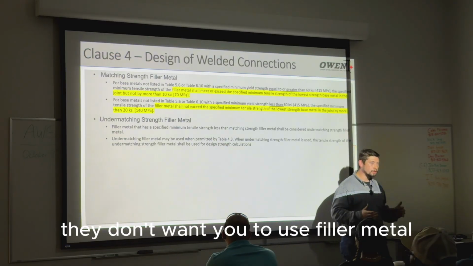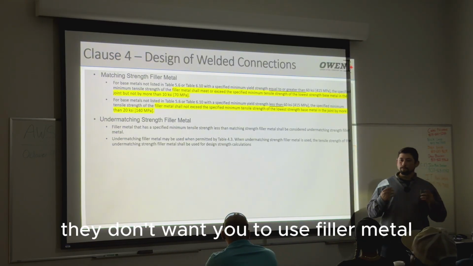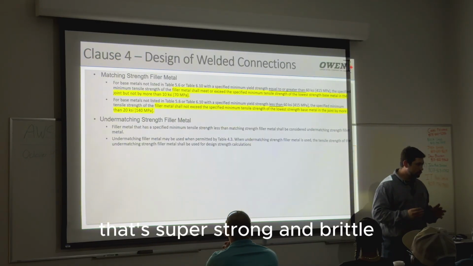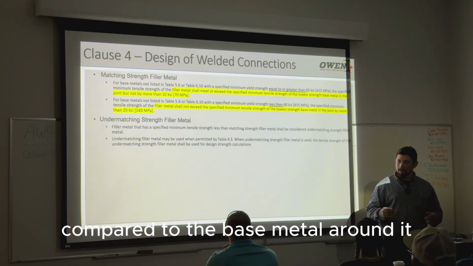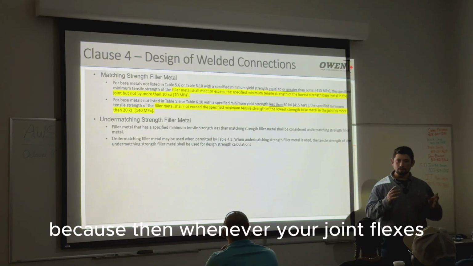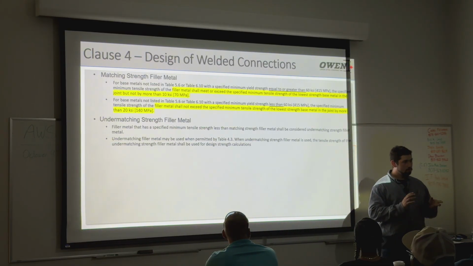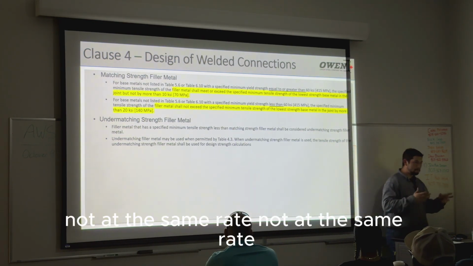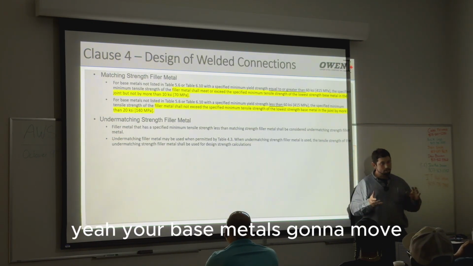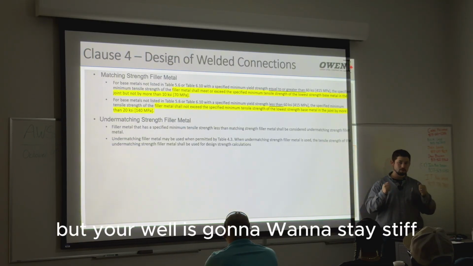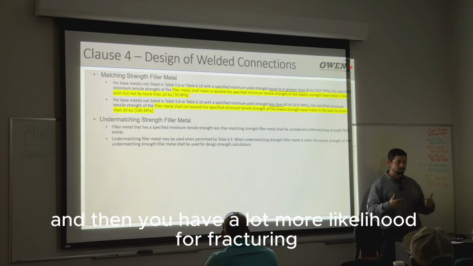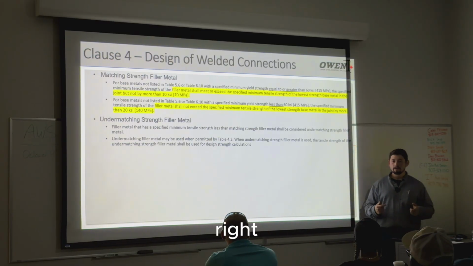What they don't want you to do is use filler metal that's super strong and brittle compared to the base metal around it, because then whenever your joint flexes, the weld doesn't, not at the same rate. Your base metal is going to move, but your weld's going to want to stay stiff, and then you have a lot more likelihood for fracturing.